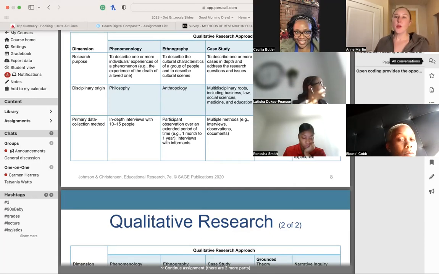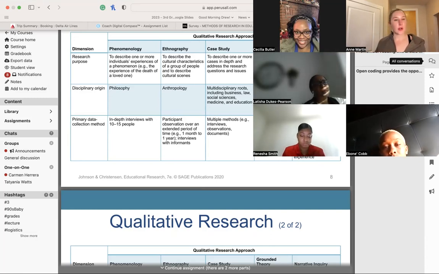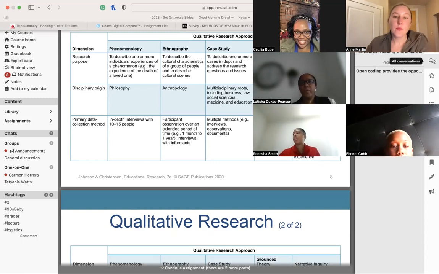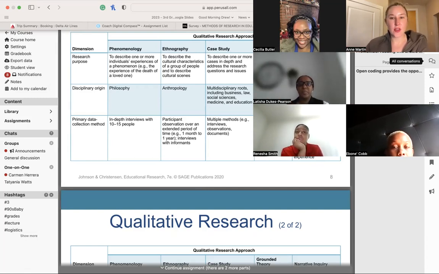So we know that qualitative design is exploratory. You're collecting data and then exploring the data to understand a phenomenon or an experience. Grounded theory is collecting data to try to create a theory. So you'll hear language like the theory emerged from the data.